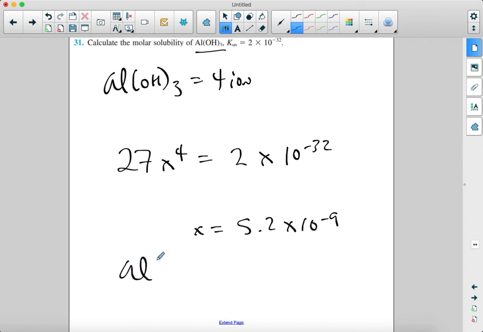Now remember, it breaks up into aluminum 3 plus and 3 OH minus ions. So the aluminum would be 5.2 times 10 to the negative 9th. I would have to multiply that by 3 if they asked specifically the OH, so I would say 1.6 times 10 to the negative 8 for that one. They don't particularly ask this in the problem. They're just asking you molar solubility. That's an extra step that the AP exam likes to take.